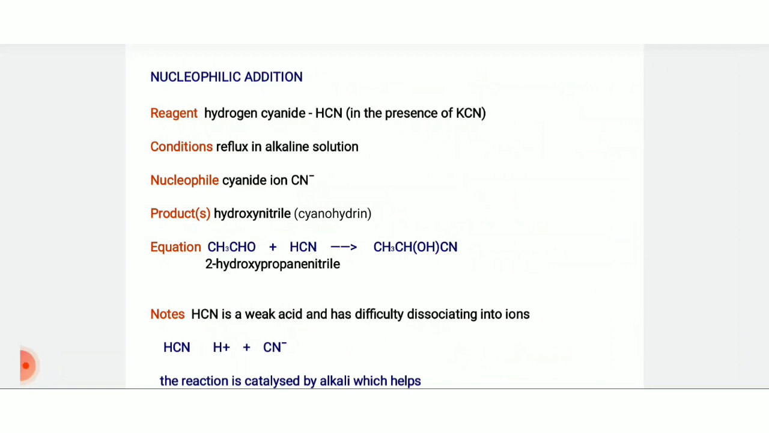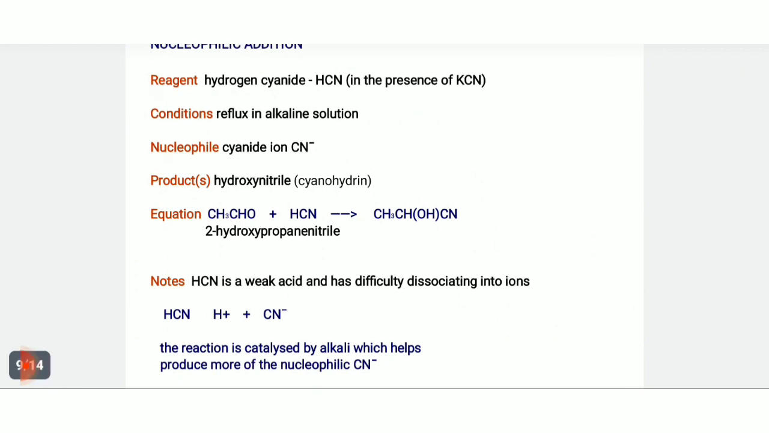Nucleophilic addition reaction. The reagent is hydrogen cyanide. See the equation. Acetaldehyde treated with hydrogen cyanide produces a cyanohydrin molecule. Note: hydrogen cyanide is a weak acid and has difficulty dissociating into ions. Hydrogen cyanide ionizes into H plus and CN minus. CN minus is the cyanide ion. The reaction is catalyzed by alkali, which helps to produce more nucleophile.